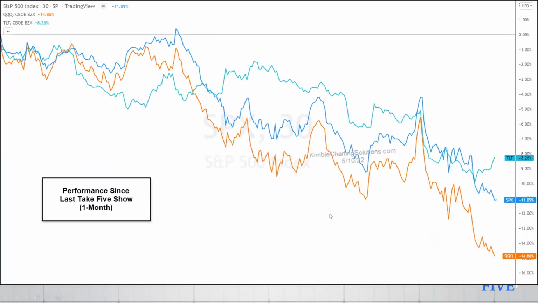So here's the performance from last month's show. You can see TLT, and this is just a 30-day performance, everybody. This isn't an annual thing. It's just 30 days. Bonds are down 800 basis points. The S&P is off over 1,000 basis points, off 11%, and tech is almost off 1,500 basis points. So are opportunities at hand?